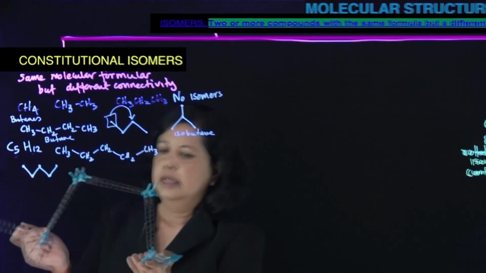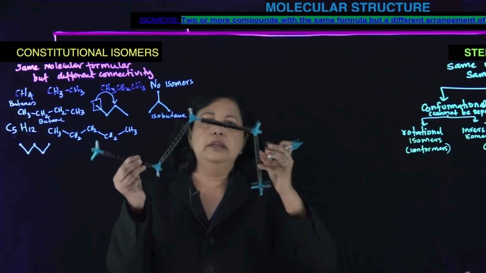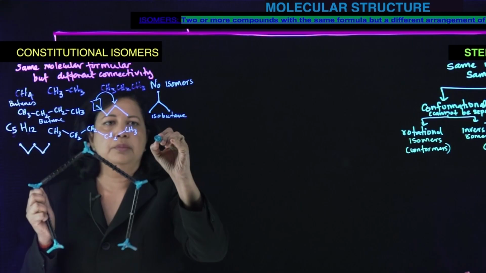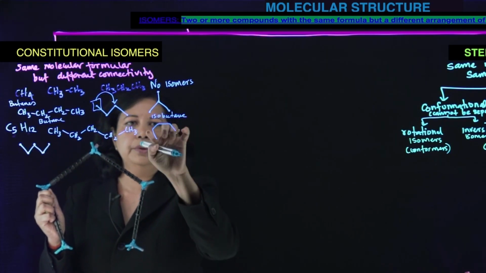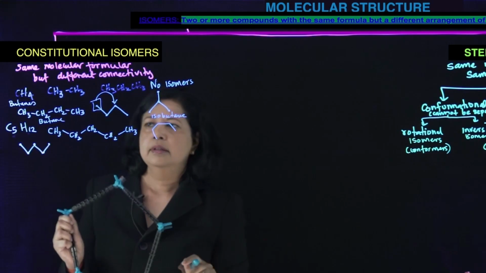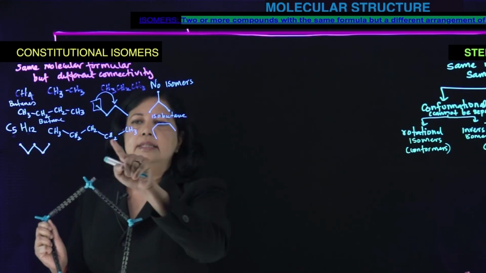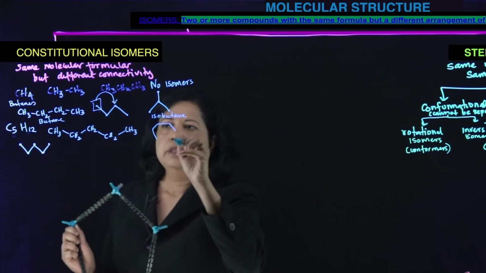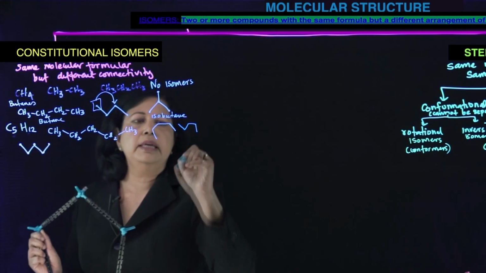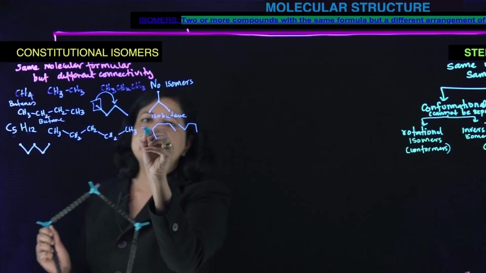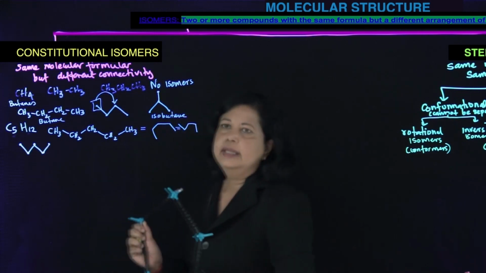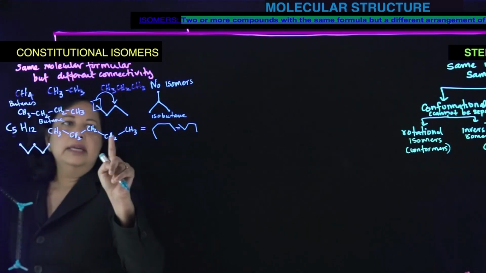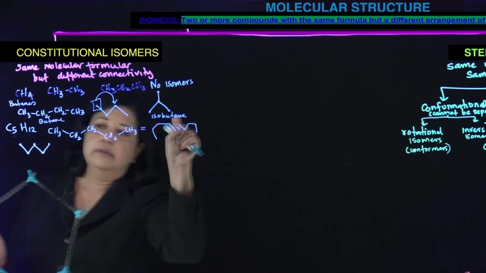C5. So what are the possibilities? Say I can draw this out like this. Is this an isomer? 1, 2, 3, 4, 5. Same connectivity, same formula. So no, that's not an isomer. Just because you bend these around doesn't mean they're going to be isomers. They're all the same. That's just rotations. We are interested in breaking a bond and fixing it somewhere else.